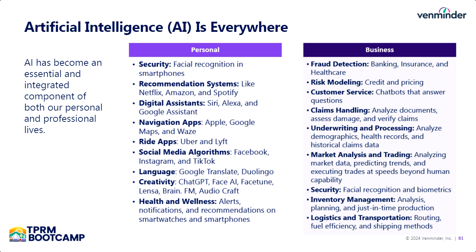We also have all our social media algorithms and our language tools like Google Translate and language learning apps like Duolingo, all the creativity stuff that we can do with it, and even health and wellness. Those alerts in your little smartwatch are all based on AI. In business, we're using it for fraud detection, customer service. You know, how many times do you get a little chat bot that comes up to answer your questions?